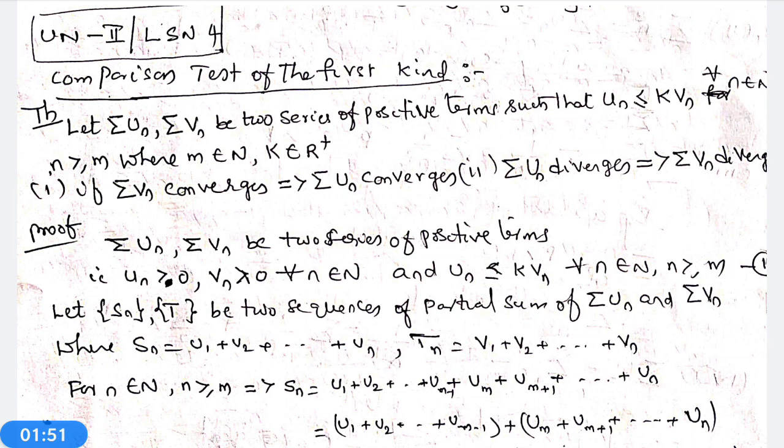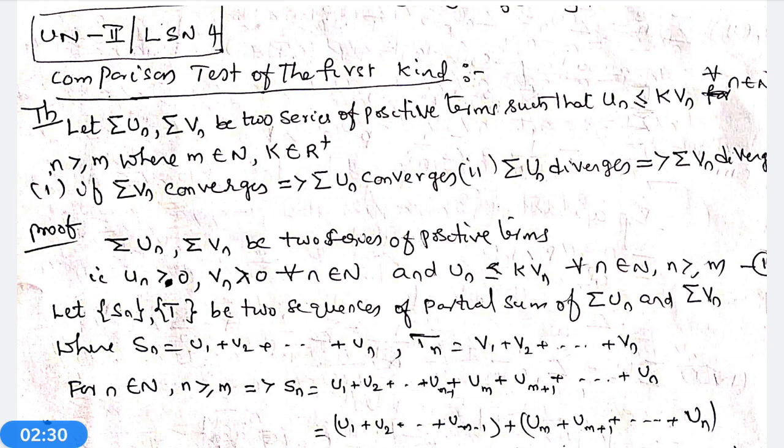Let sigma un and sigma vn be 2 series of positive terms. What is meant by positive terms? Every term of the series is greater than 0. That is un greater than 0 and vn greater than 0. And it is also given that un less than or equal to k vn. That means the nth term of the first series must be less than or equal to k times the nth term of the second series, where k is a positive real number.